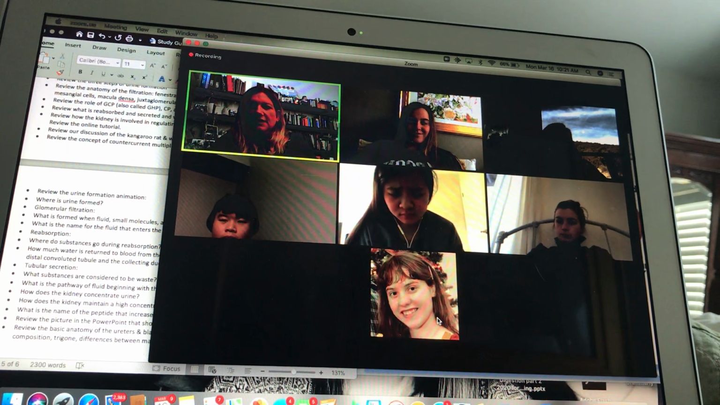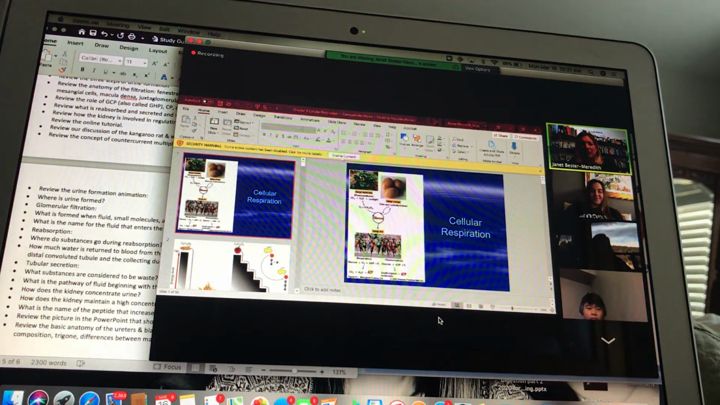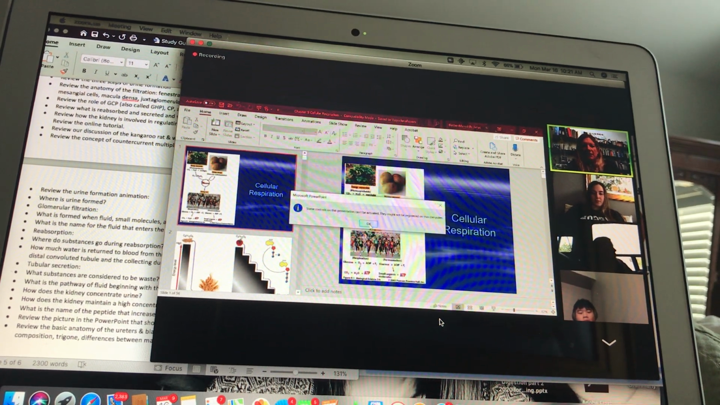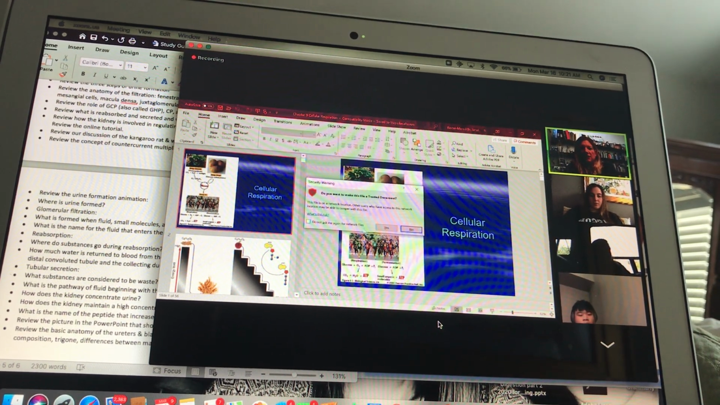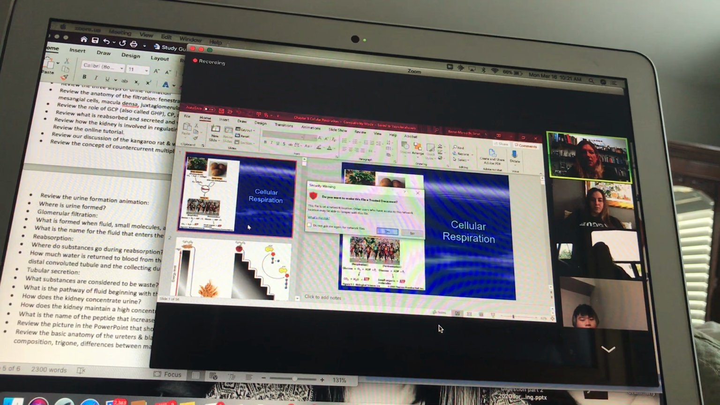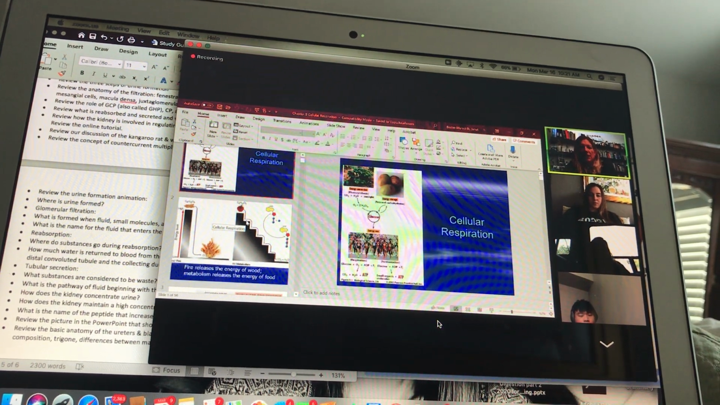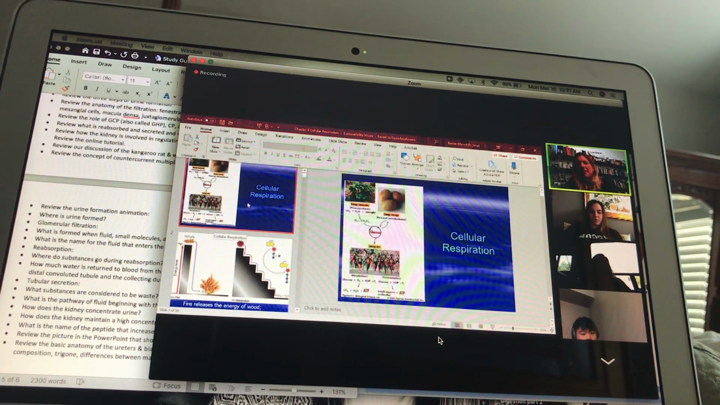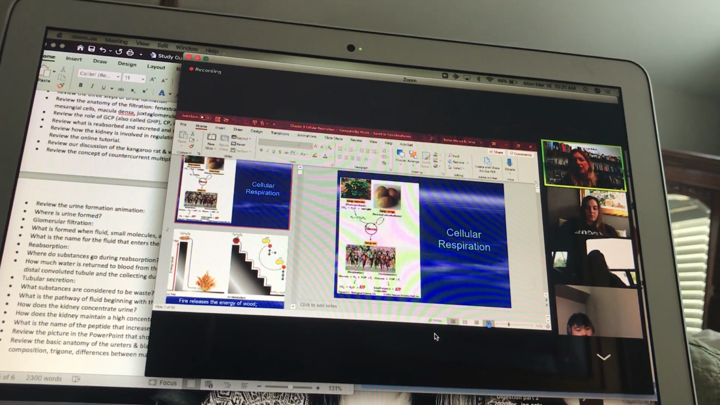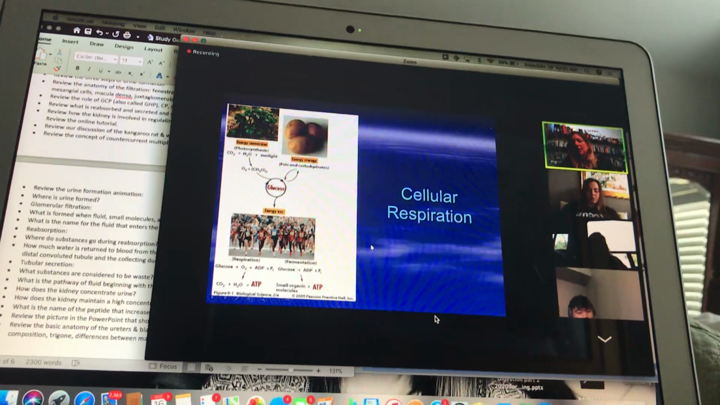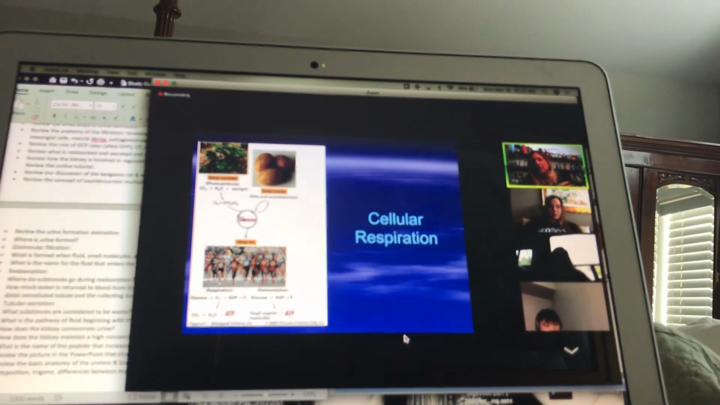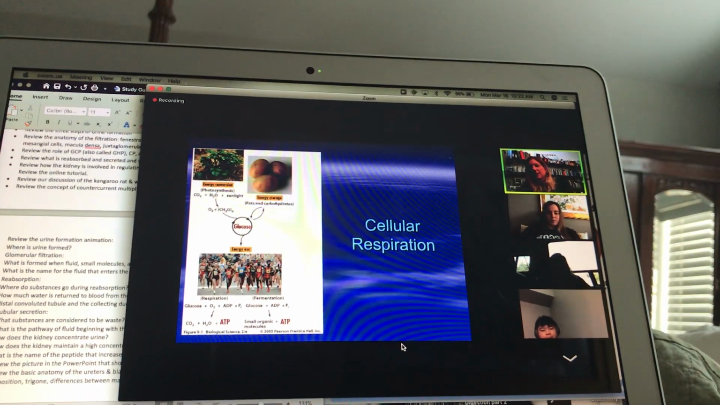Okay, so let's look at cellular respiration. That might help. I wonder if that's the issue. Okay, so like I said, I have not taught this forever. But when we're trying to get energy, the energy that we need is what? What form of energy? What's the energy that we use in our cells?